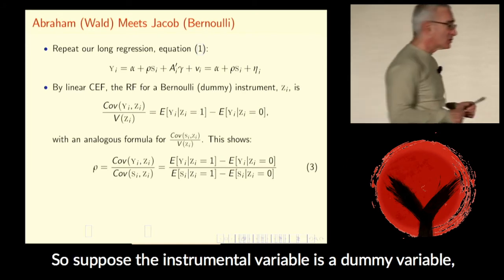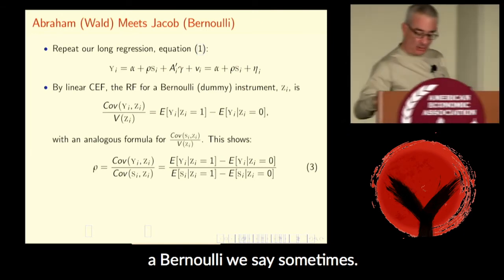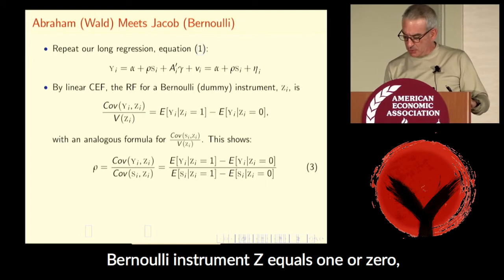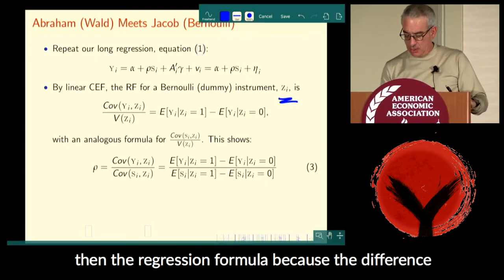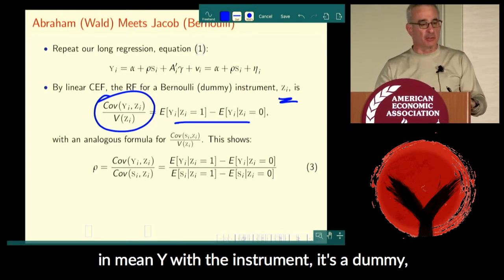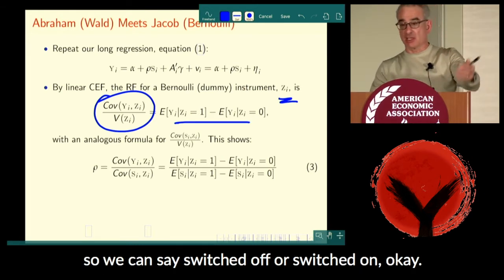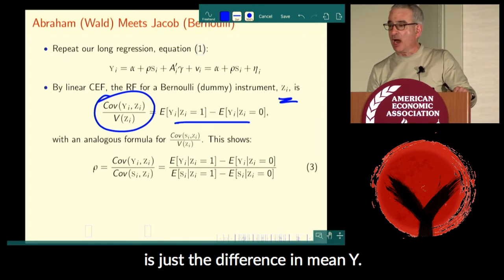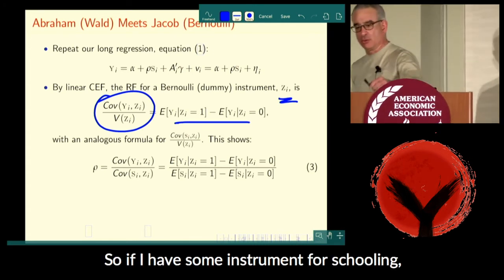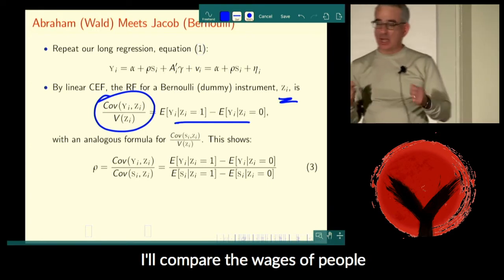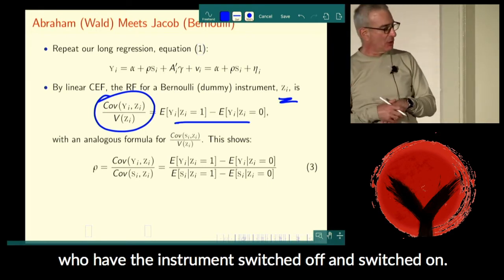So suppose the instrumental variable is a dummy variable, or Bernoulli we say sometimes. Bernoulli instrument, Z equals 1 or 0. Then the regression formula becomes the difference in mean Y with the instrument. It's a dummy, so we can say switched off or switched on, okay? So the regression of Y on Z is just the difference in mean Y. So if I have some instrument for schooling, I'll compare the wages of people who have the instrument switched off and switched on.